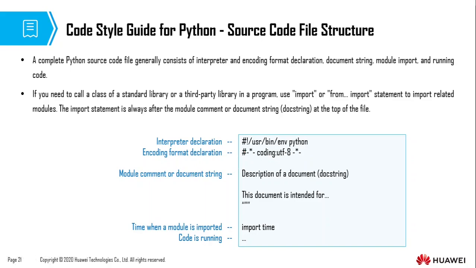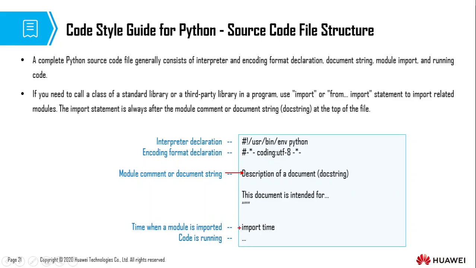Okay, then we have the code description. This particular description is used to tell us about the program. What does the program do? So it describes the function of the program. It's just like a comment. This document is intended for blah blah blah.